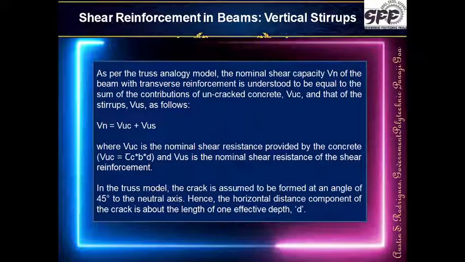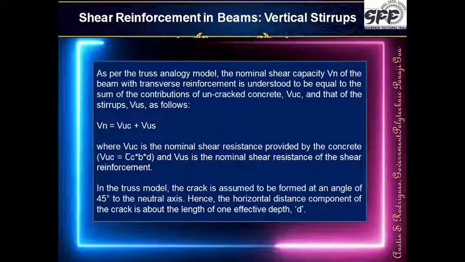Now let us understand the shear reinforcement. Now that we have understood that the vertical shear reinforcement which is provided is taking up the tension, the vertical component of the diagonal tension, as we have already said. Now as per the truss analogy model, the nominal shear capacity Vn of the beam with transverse reinforcement is understood to be equal to the sum of the contributions of uncracked concrete, that is VUC, and that of stirrups.